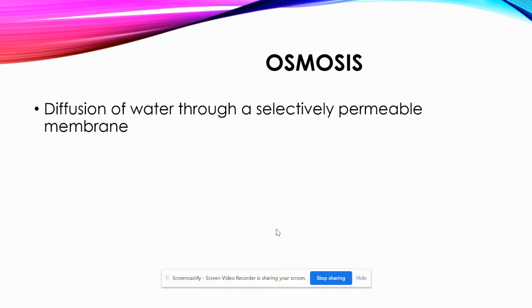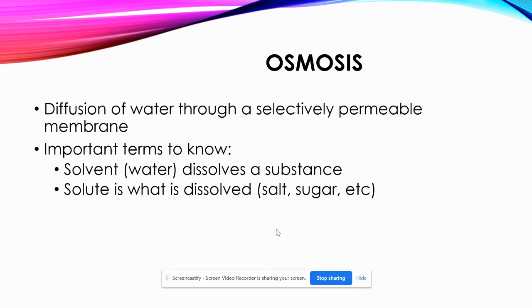And osmosis, that is the diffusion of water through the membrane. So the important terms to know about osmosis: the solvent is water. It's what dissolves the substance, and the solute is what's being dissolved. And we usually think about salt or sugar. Now, water, when it does osmosis, it always wants to go where the most solute is. It loves salt. It loves sugar. So it's going to go to where the most salt or sugar is.